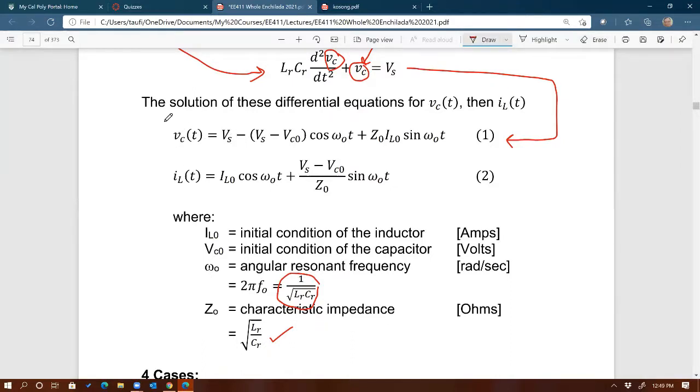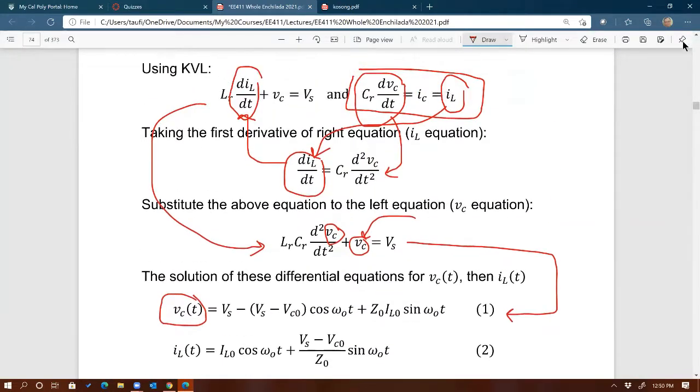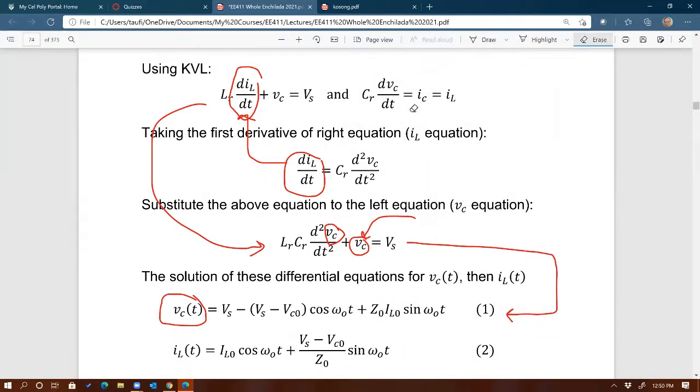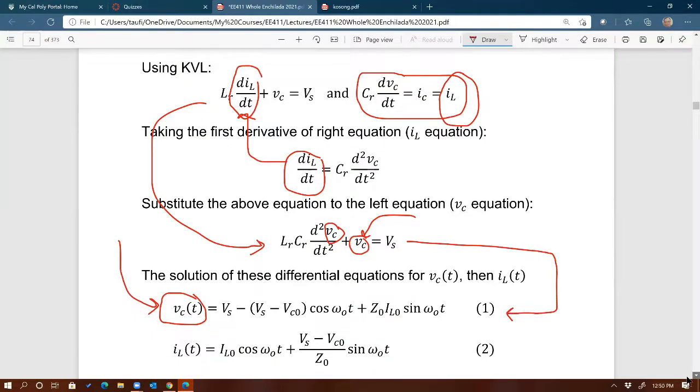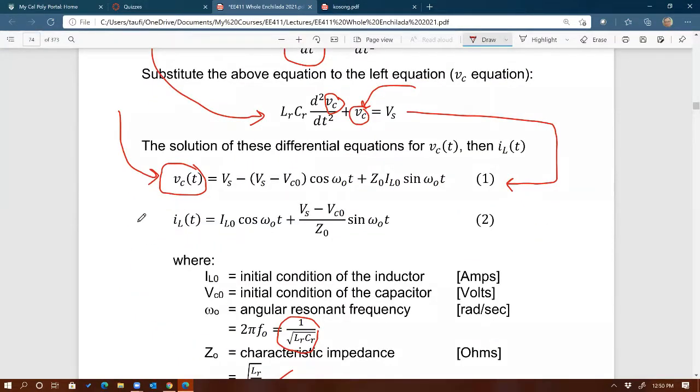Well, once you know VC, what do you do with that? Well, you can go back to the original equation, for example, right? Let's say this one right there. What is it? Yeah, you can do this equation right there, and you can see that IL, if you want to look for the equation for IL, is equal to CR, the resonant capacitance, times the first derivative of this equation, VC. So if you do that, you get the equation for IL of t right there.